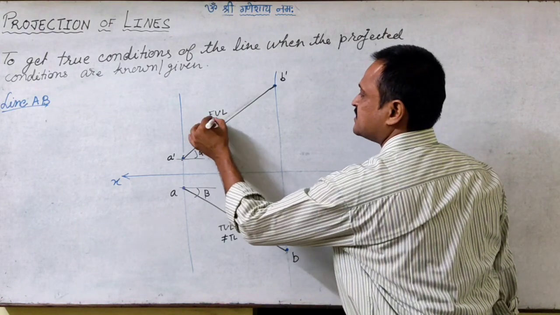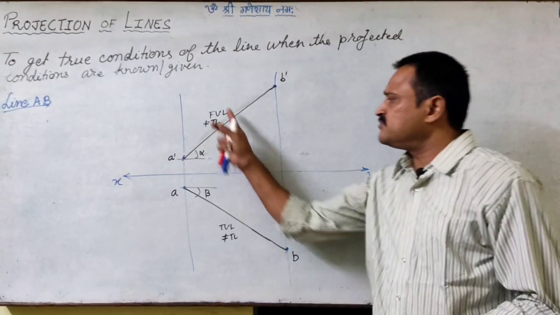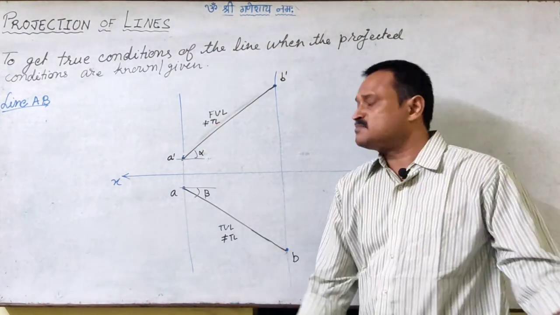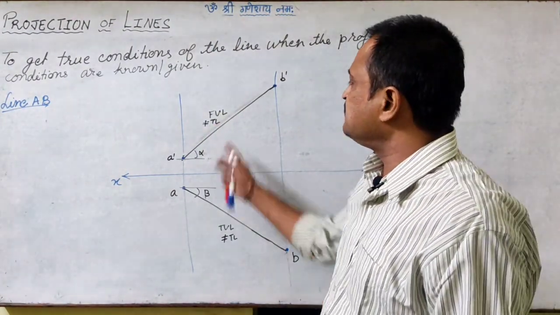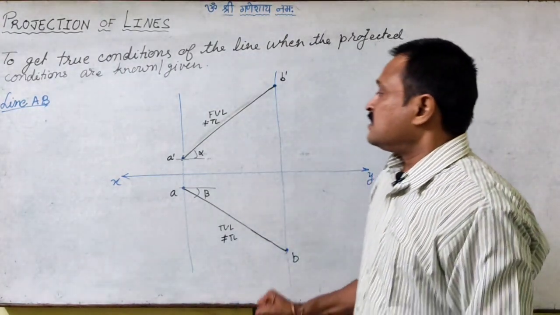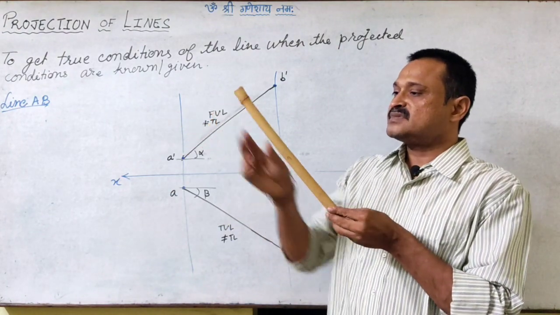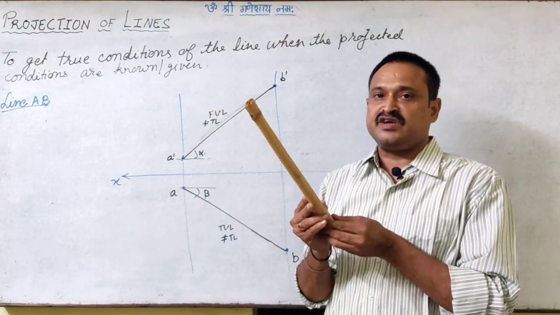So let me mention it right now here just for the understanding. But when we are drawing a problem, we never mention it this way. We can just mark the dimensions which are given. So now, this line is inclined to HP and this line is inclined to VP.